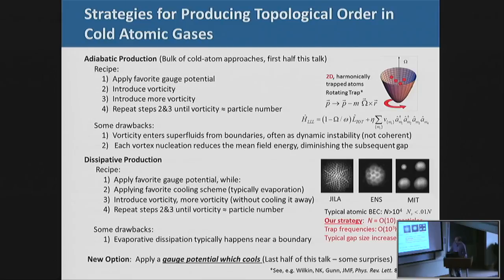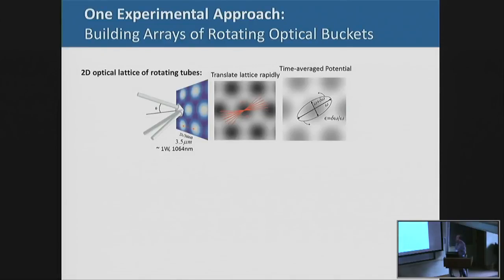Okay, and there is one last option. That's what I want to talk about at the end of today's talk, which is to apply a gauge potential which itself cools. Okay, so some type of dissipative gauge potential. And actually, we got into this game for the purposes of doing fractional quantum Hall physics, but we found out that there are some surprises along the way that led us to think about other things, like Yang-Mills and gravity. So I'll talk more about that later.